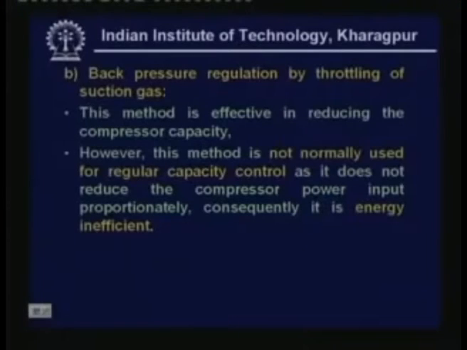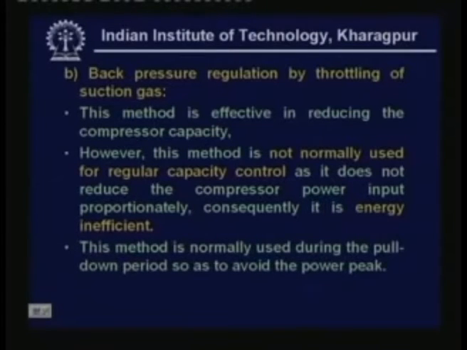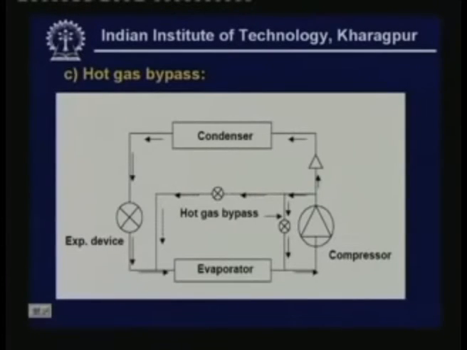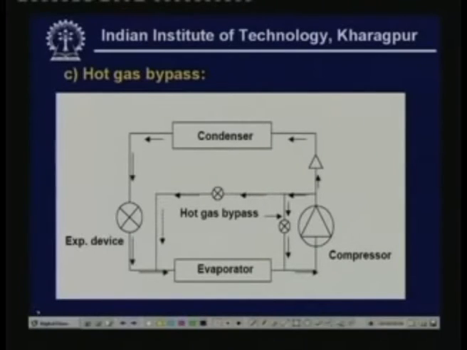But this method is generally used, as I have already explained in the previous classes, for reducing the peak power requirement during the pull down. So this method is normally used during the pull down period so as to avoid the power peak, as explained in the earlier lectures. Now let us look at the third method, which is quite popular. This method is known as hot gas bypass method. Let me explain what the hot gas bypass method is.